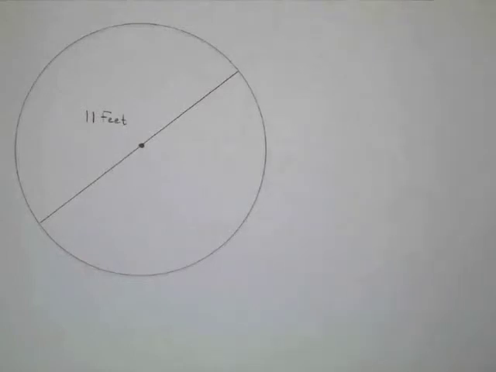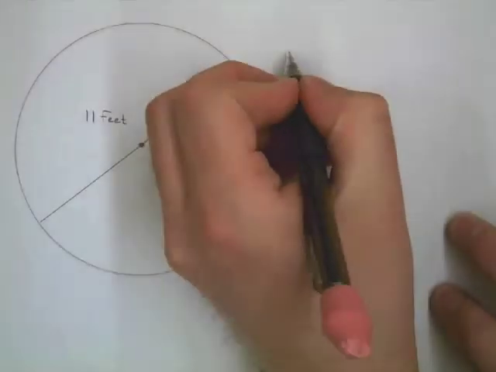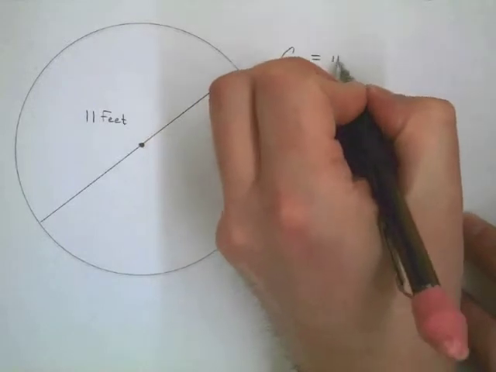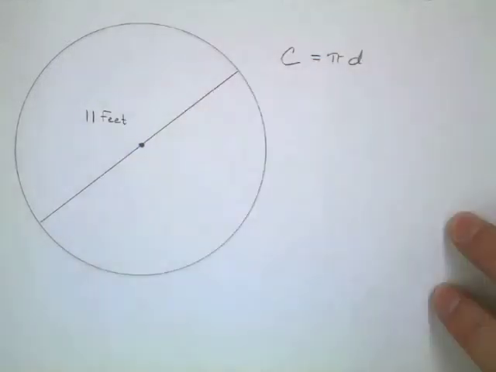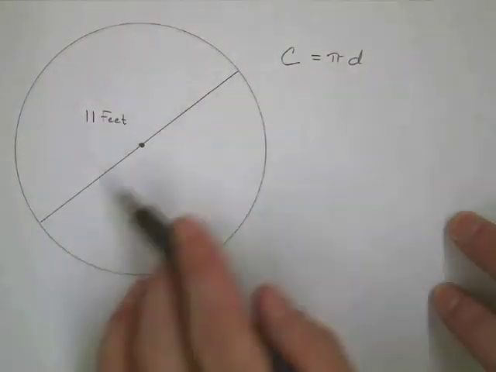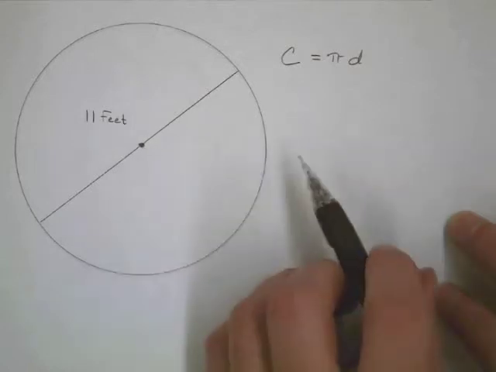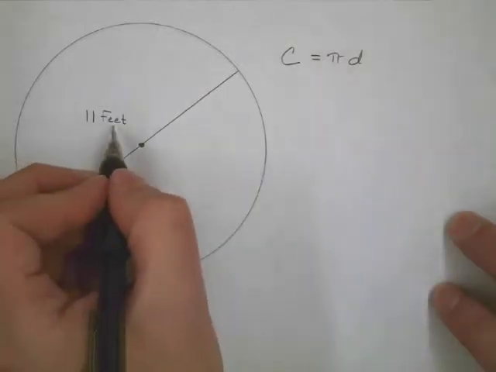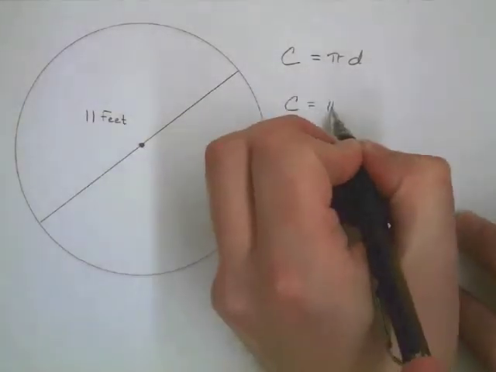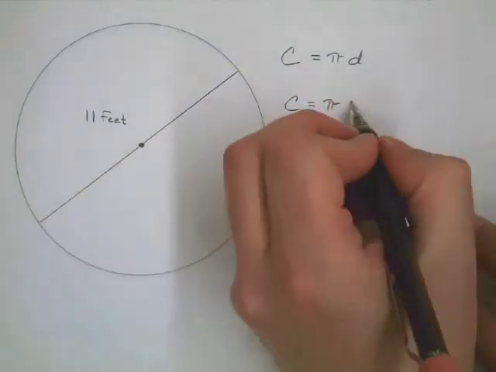Lesson 9-8, Example 3. We're going to be using the formula for the circumference of a circle to determine circumference. Our formula for that circumference, large C, equals pi times the diameter, represented by a small d. So here we have a circle, and here we have a diameter. We know it's a diameter because it's passing through the center point. And that diameter is 11 feet. So we can say our circumference is pi times the diameter, which is 11 feet.